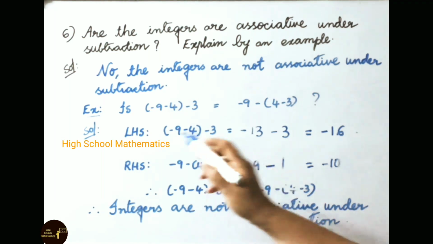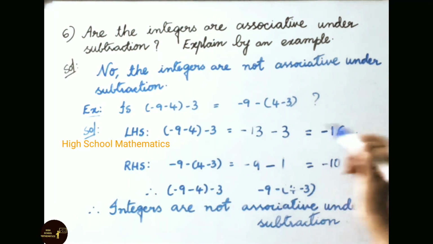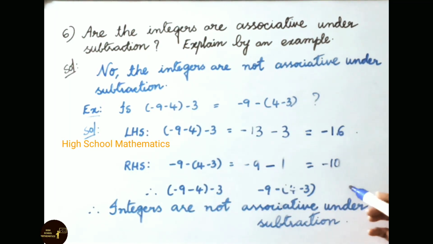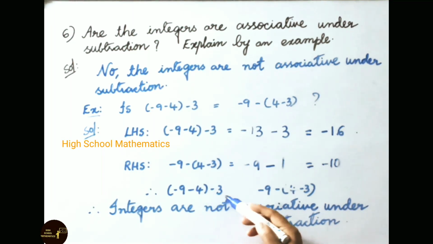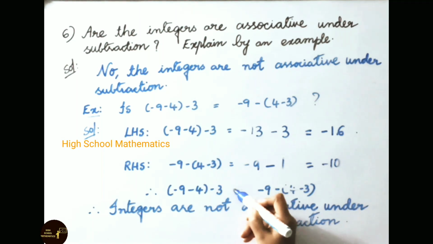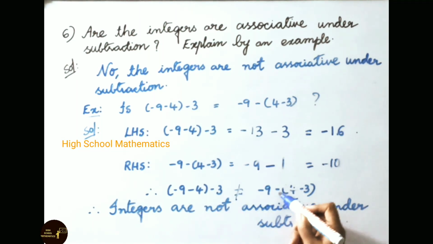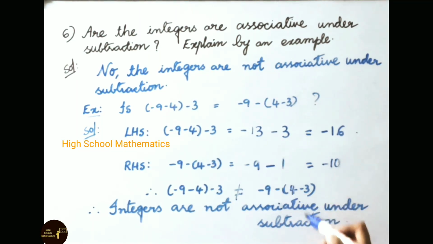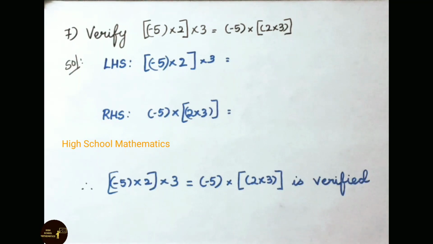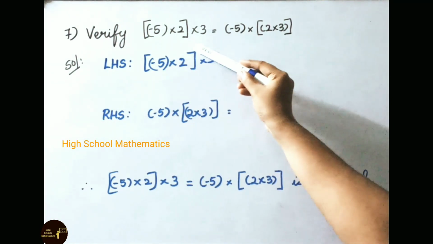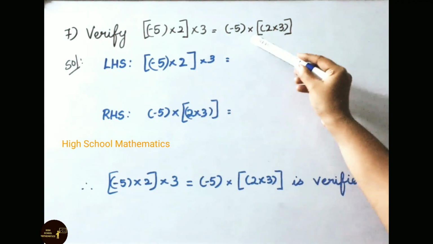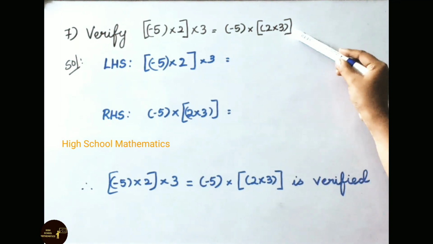If we observe the LHS part, that is minus 16, and the RHS part, that is minus 10, both are not equal. Therefore, minus 9 minus 4 minus 3 is not equal to minus 9 minus of 4 minus 3. Therefore, integers are not associative under subtraction. Now question number 7: verify minus 5 into 2 into 3 is equal to minus 5 into 2 into 3.